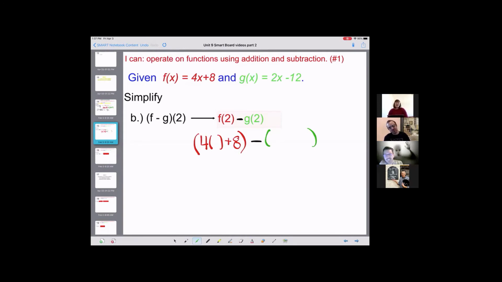In those green parentheses, you're going to put 2 and then another tiny set of parentheses to replace the x, minus 12. In the last example, we were replacing the x with a value of 6, but this time we're replacing with a value of 2. So in each set of parentheses, we're going to substitute 2.